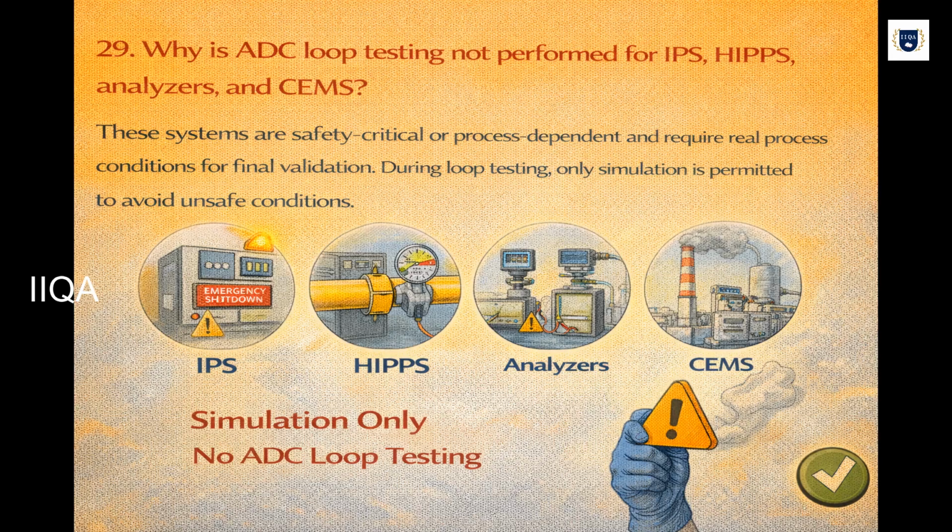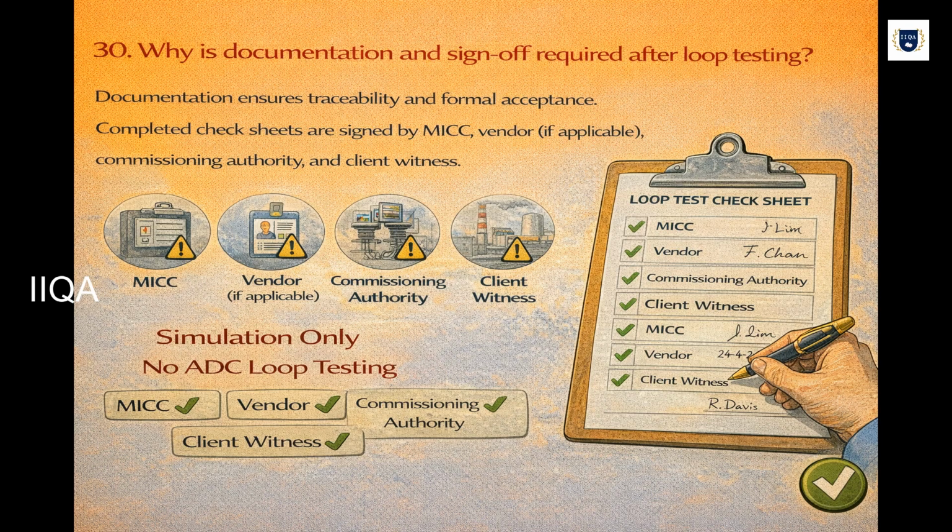Why is ADC loop testing not performed for IPS, TIPS, analyzers, and CEMS? These systems are safety critical or process dependent and require real process conditions for final validation. During loop testing, only simulation is permitted to avoid unsafe conditions. Why is documentation and sign-off required after loop testing? Documentation ensures traceability and formal acceptance. Completed check sheets are signed by MICC, vendor, if applicable, commissioning authority, and client witness.